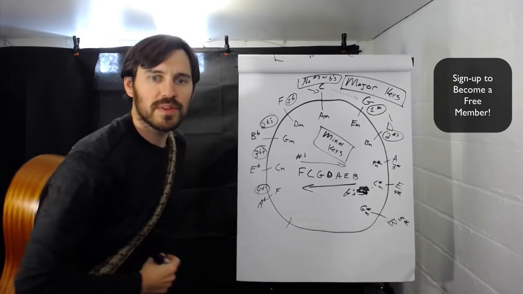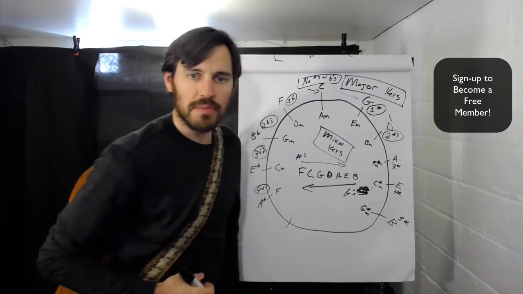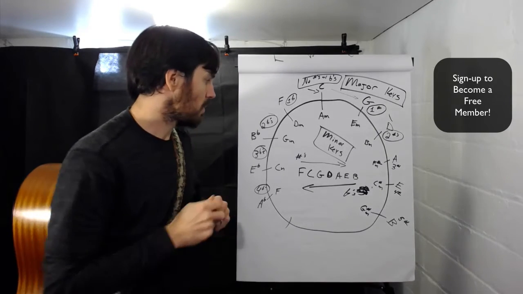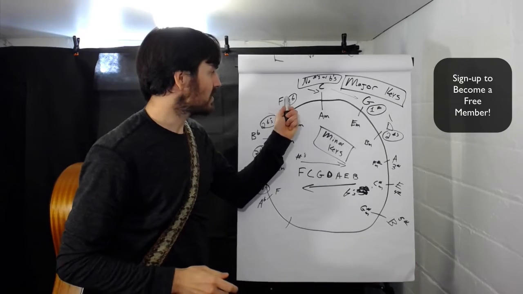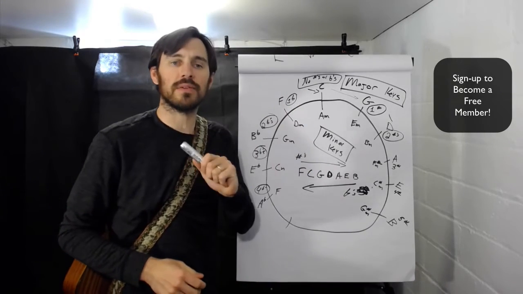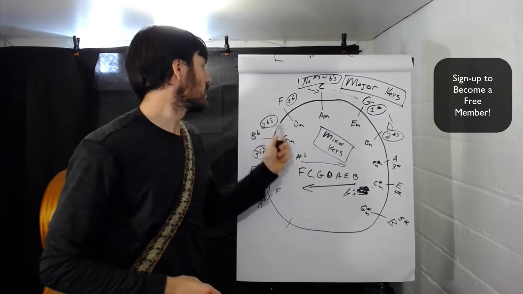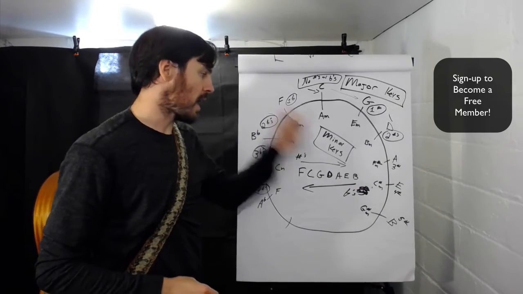There we go. Flats go this way. I know my chart's getting a little messy here, but that's the nature of the beast a little bit. If I'm in the key of F, it's 1 flat. What is that flat, guys? Oh, it's B. I know my order of sharps and flats. 2 flats: B and E.